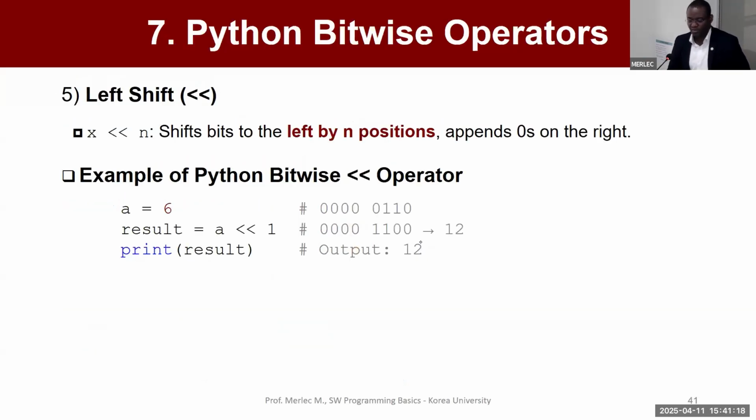You have also the left shift. With the left shifts, you have to shift the bits to the left n positions, okay? And then append 0 on the right. Like this, 6 is represented as 0, 1, 1, 0 in binary. Applying this left shift 1 will be just shifting the bits by one position from the right to the left, okay?